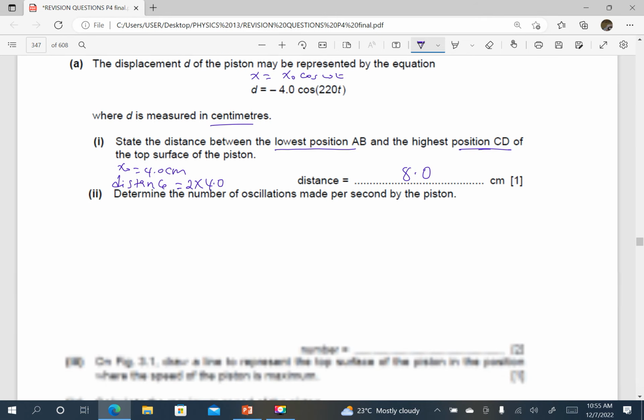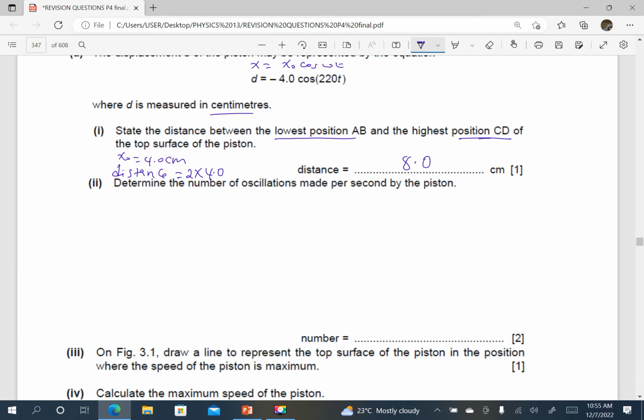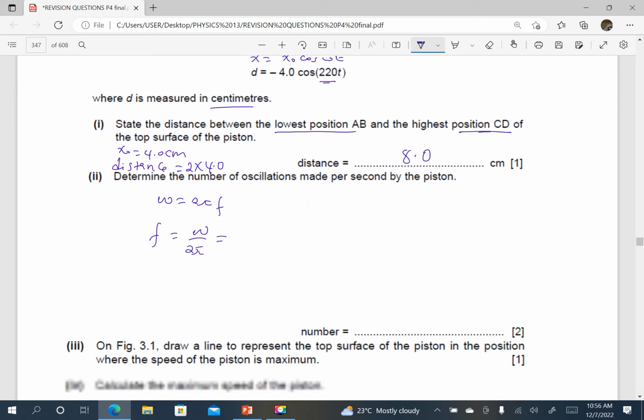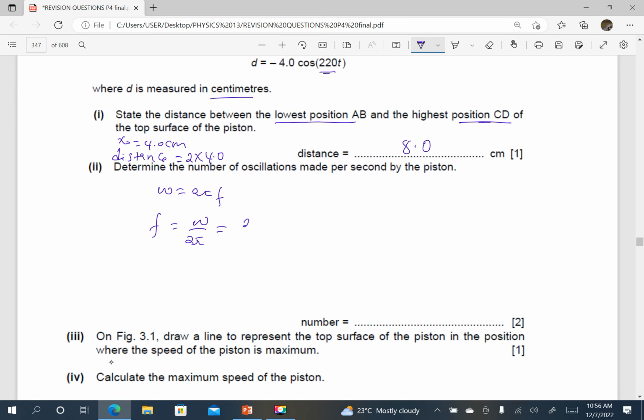Determine the number of oscillations made per second by the piston. Of course, that is the frequency. We know that omega is equal to 2 pi times f, and f is going to be omega divided by 2 pi. And omega, what is omega? We see it from here, it is 220. So omega is going to be 220, then divided by 2 pi. We just press our calculator.